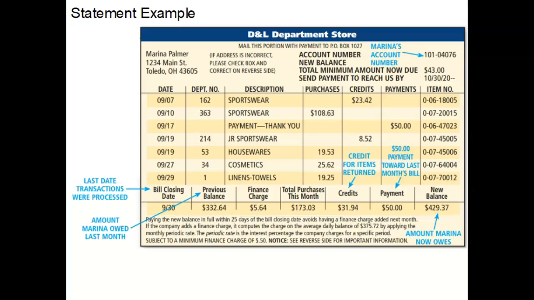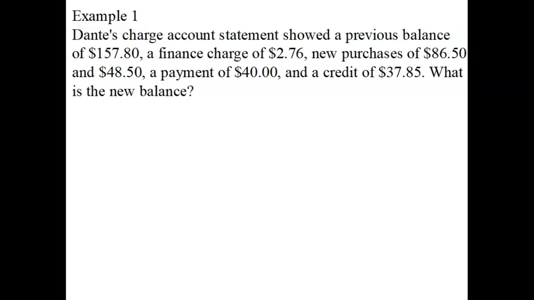So if we look, and we're not going to look at this, you can pause it if you want, but it's not really anything that you're going to be tested over. So in example 1, Dante has a charge account statement that shows a previous balance of $157.80. So I'm just going to highlight the important stuff in here. $157.80, a finance charge of $2.76, a new purchase of $86.50, and $48.50. So those are both new purchases.